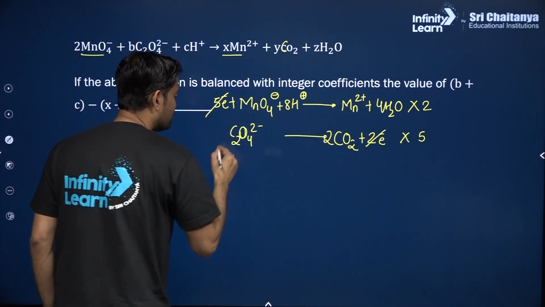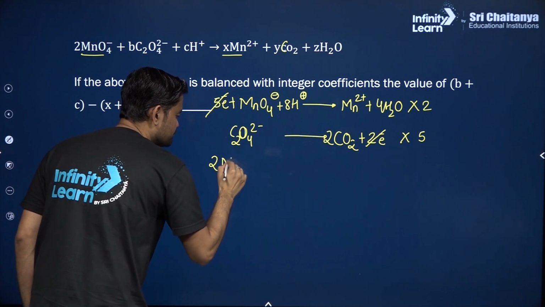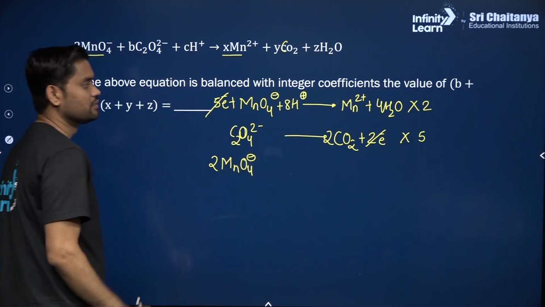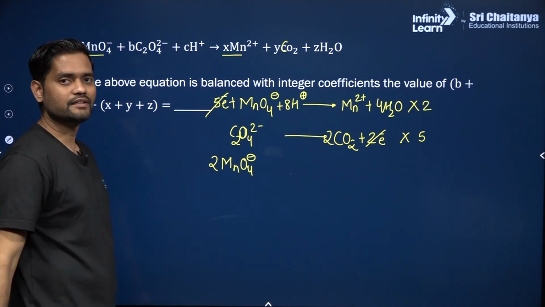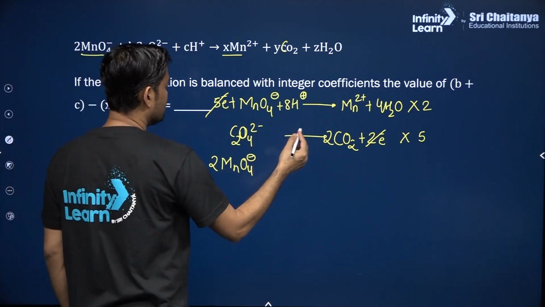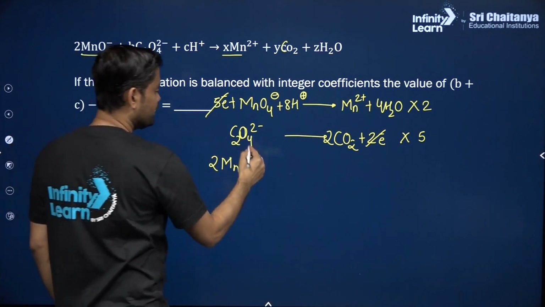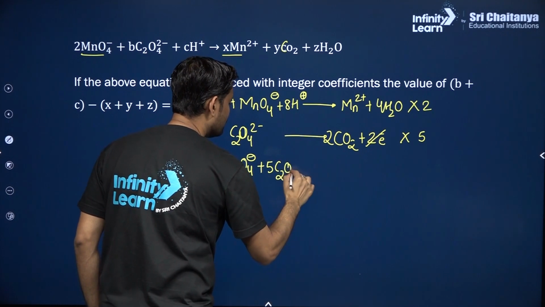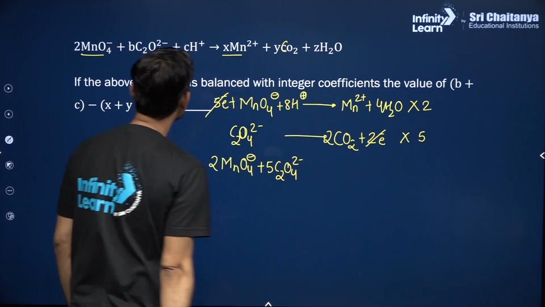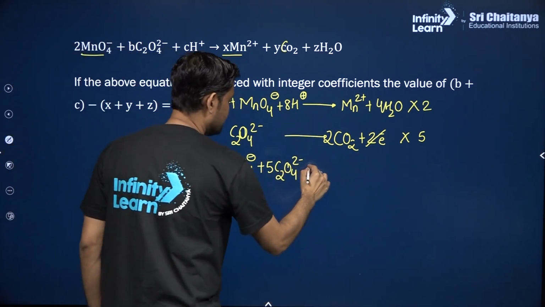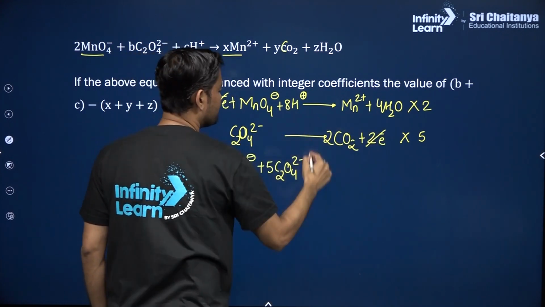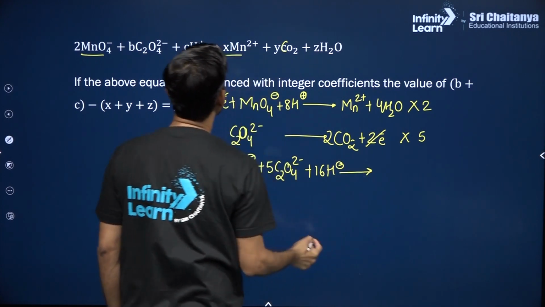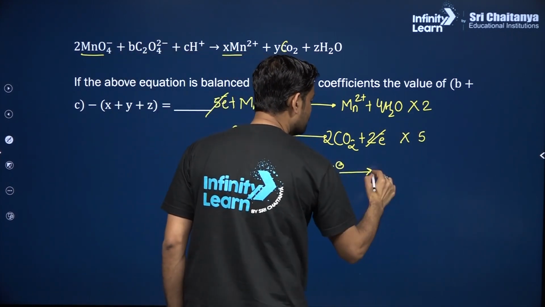The final equation I am going to write in this form. If you multiply this over here, you will get 2 MnO4 minus, clear. Then comes C2O4, so here it will be 5 C2O4 2 minus ion. Then H plus, 2 8s are 16 H plus, gives you 2 Mn2 plus.